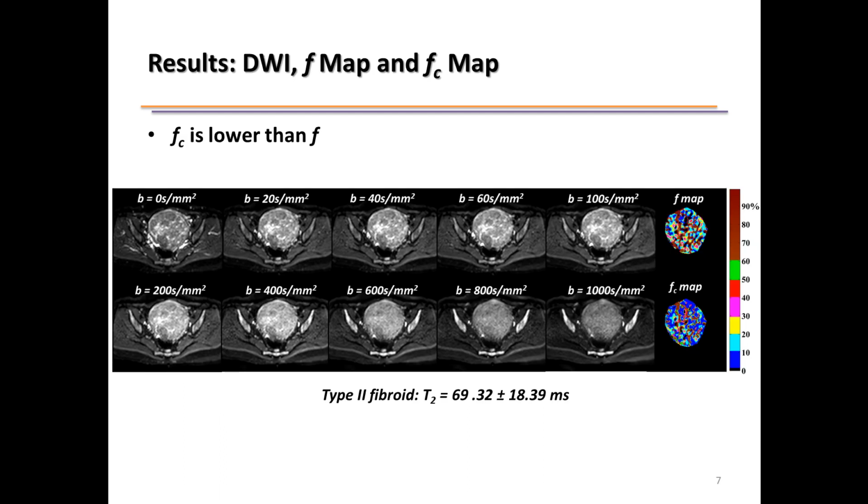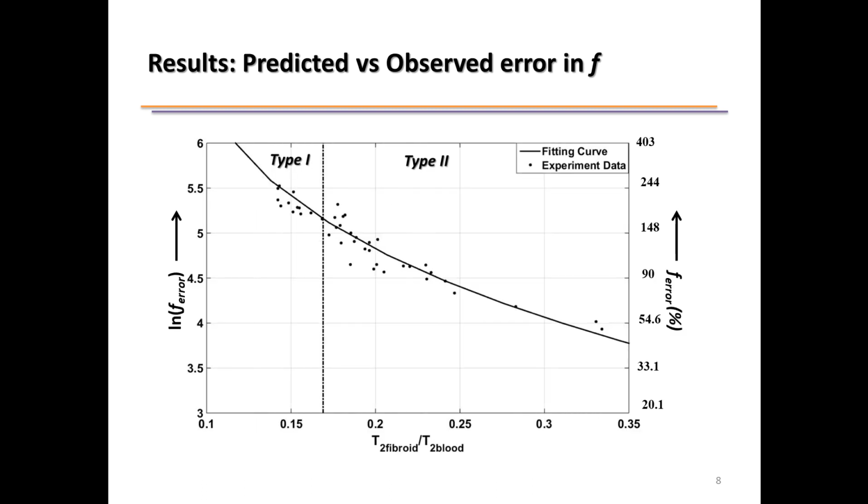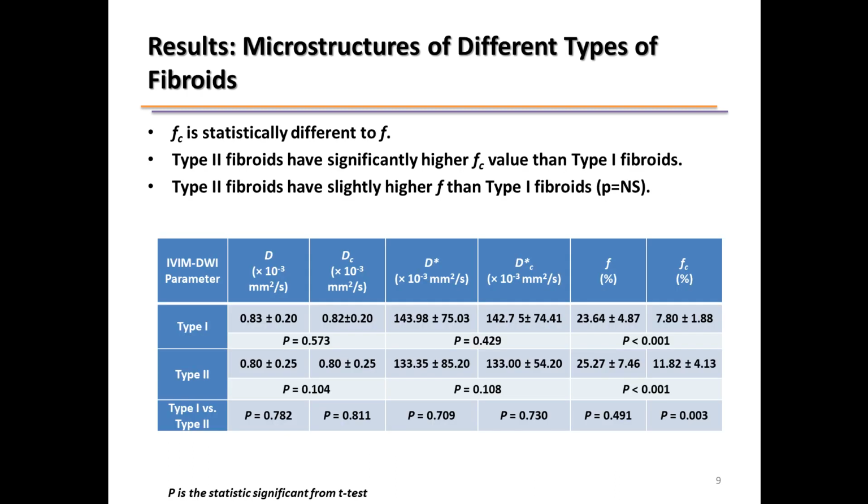Here are the DWI with 10 different b-values and the blood volume fraction map of one type 2 fibroid with a T2 value of 69 milliseconds. It is clear that FC is substantially lower than F. For all fibroids, F error was calculated and plotted in the simulation result figure. We found that the observed errors are in line with the theoretical predictions.